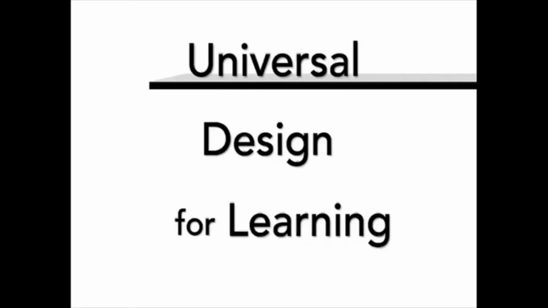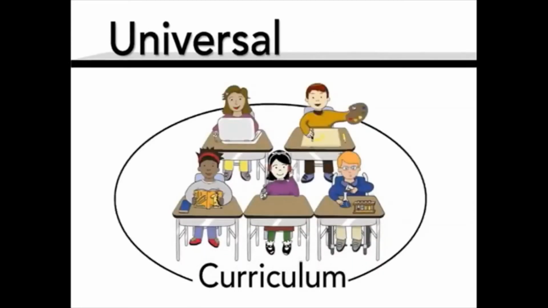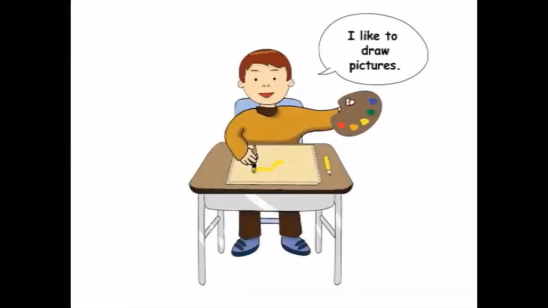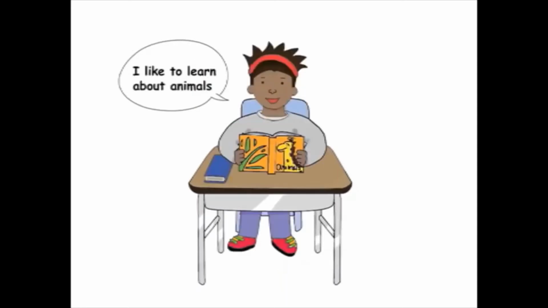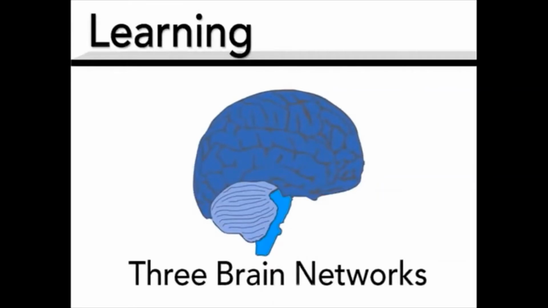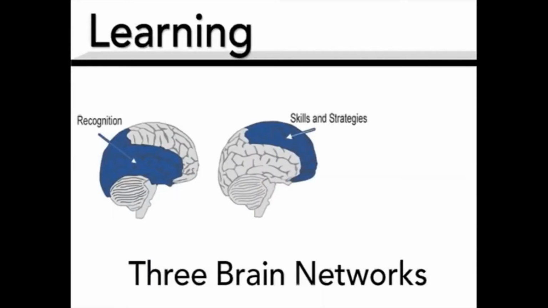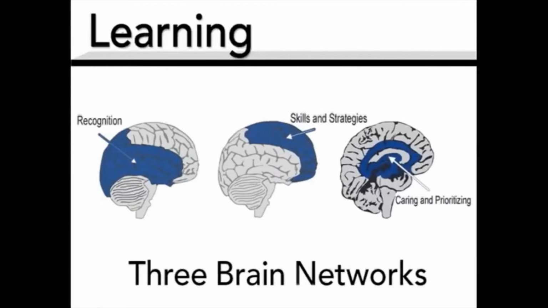Let's think about the word universal. By universal, we mean curriculum that can be used and understood by everyone. Each learner in a classroom brings her own background, strengths, needs, and interests. Curriculum should provide genuine learning opportunities for each and every student. Now let's think about the word learning. Learning is not one thing. Neuroscience tells us that our brains have three broad networks. One for recognition, the what of learning, one for skills and strategies, the how of learning, and one for caring and prioritizing, the why of learning.